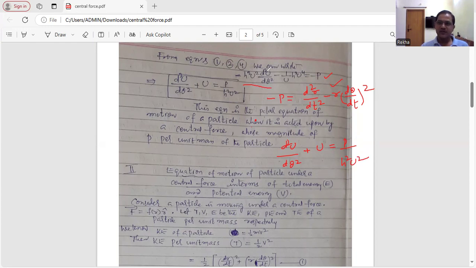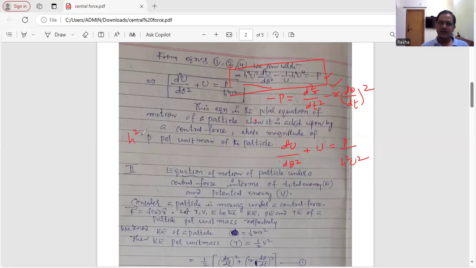Taking h square u square common, finally we get the equation d square u by d theta square plus u equal to p by h square u square. From this expression we are writing d square u by d theta square.